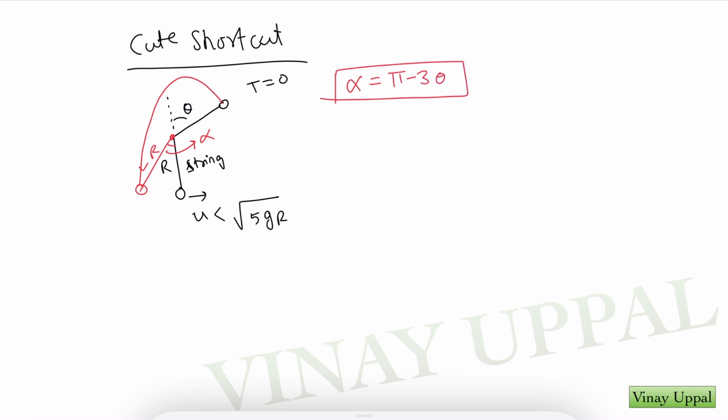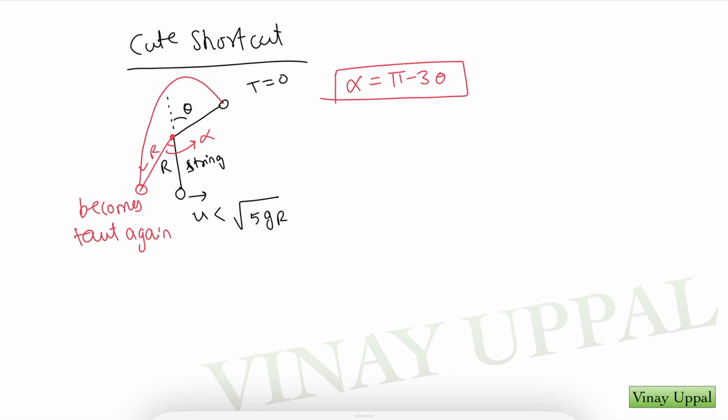So the string becomes taut again at this value of alpha, which is equal to pi minus 3 theta. So this is a very useful relation. I'll show you a type of question where you can use this shortcut method.